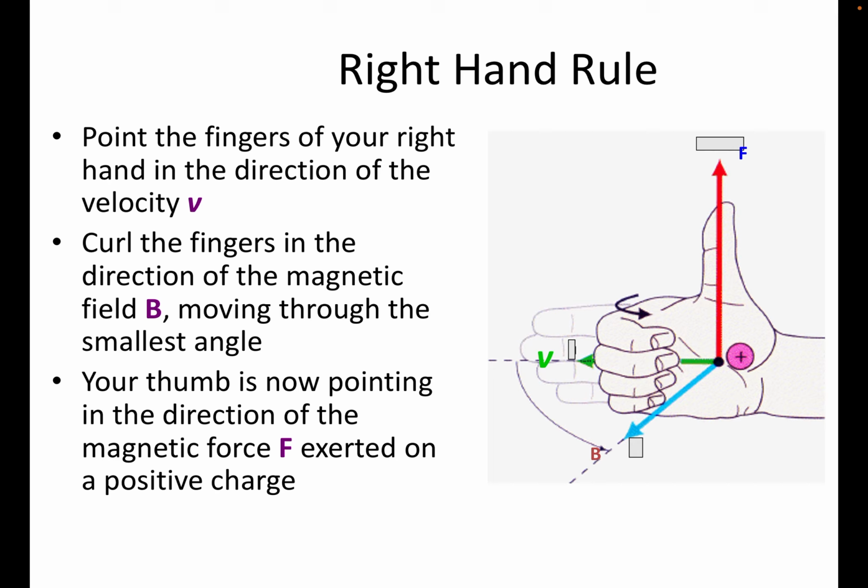To determine this direction, we use the right-hand rule. For a positive charge, you point the fingers of your right hand in the direction of the velocity v, then you curve your fingers in the direction of the magnetic field B. Your thumb will now point in the direction of the magnetic force F. If the charge is negative, the force is in the exact opposite direction of your thumb. So this is called the right-hand rule.